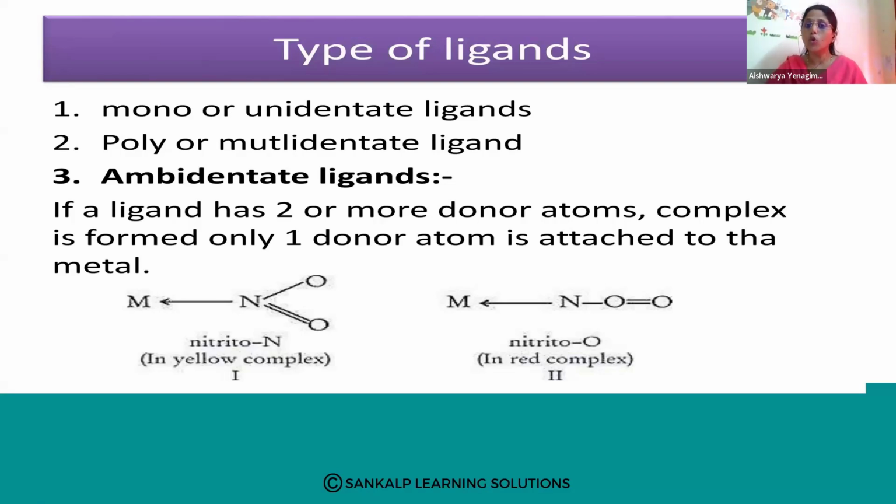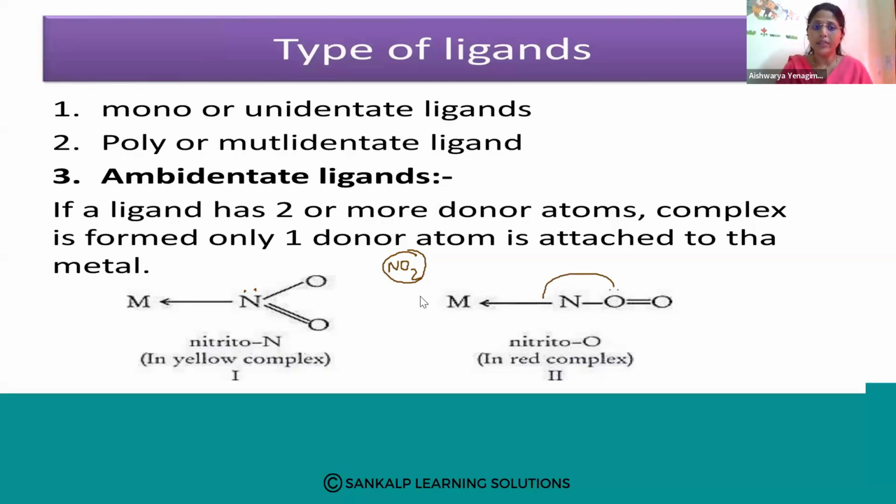If a ligand has two or more donor atoms, and when the complex is formed only one donor atom is attached to the metal. For example, you can see here the nitro group. We discussed this in the last session too, but here you can see NO2 is an ambidentate ligand. If nitrogen is going to donate its lone pair of electrons to the central metal atom, we call it nitrito-N. And if oxygen is going to donate its lone pair of electrons, then we call it nitrito-O. Oxygen will be donating the lone pair of electrons.